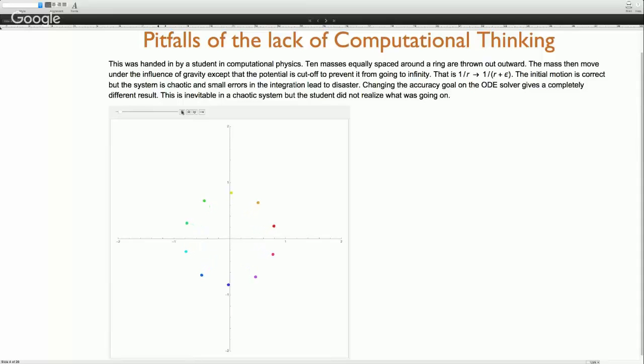They go out, their energy all becomes potential, they fall back in, and everything looks good. And this is a potential with a cutoff, so it never goes to infinity, so that, you know, 1 over r goes to 1 over r plus epsilon. And this was handed in actually by a pretty good student, an A and B student, so I don't think we can dismiss what's about to happen as, you know, just a result of a poor student.